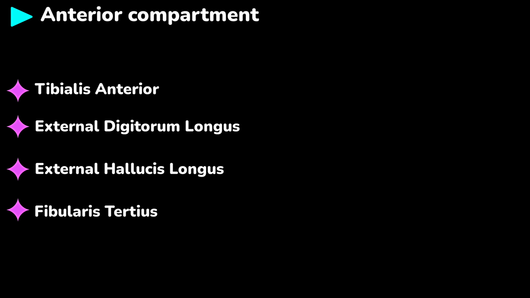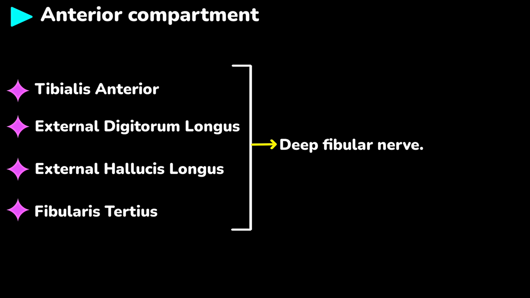So, all these four muscles are supplied by a single nerve, which is deep fibular nerve. And this nerve is also called deep peroneal nerve.